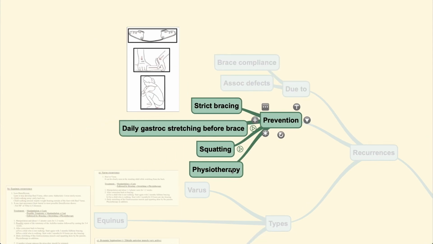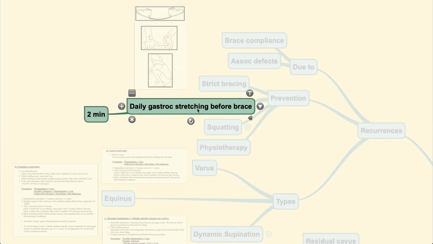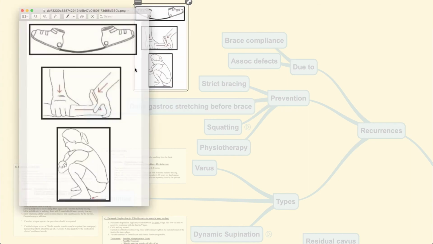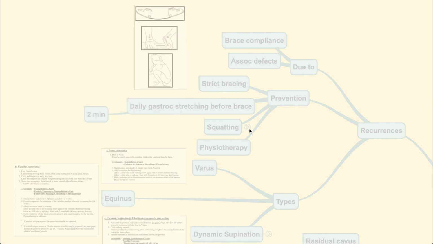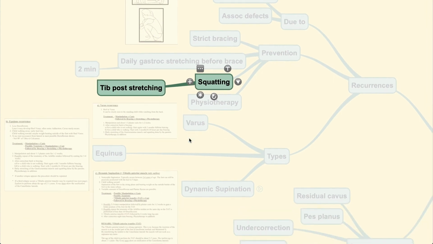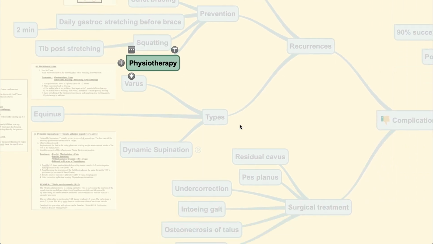Now, to prevent the recurrence rate, you need to employ a strict bracing policy. You need to do daily gastrocnemius stretching before you put on the brace, and this could be done simply by the parents or by the children themselves. The parents could help by applying a dorsiflexion force, and the children could also do this by themselves by squatting down. Now, squatting stretches all those posterior structures along with tibialis posterior. Now, physiotherapy might help but is not always needed.